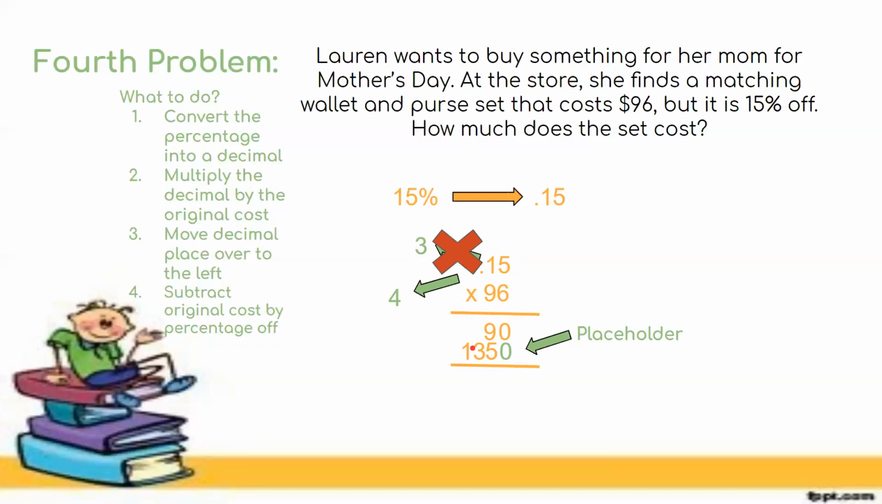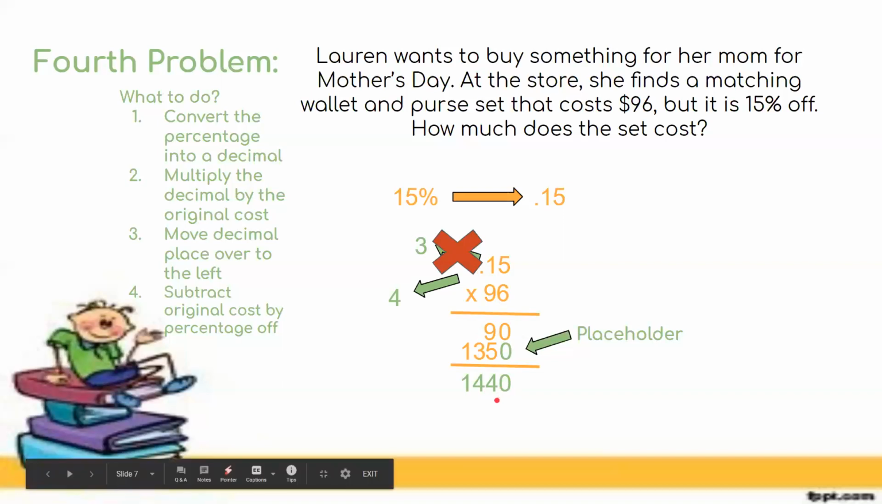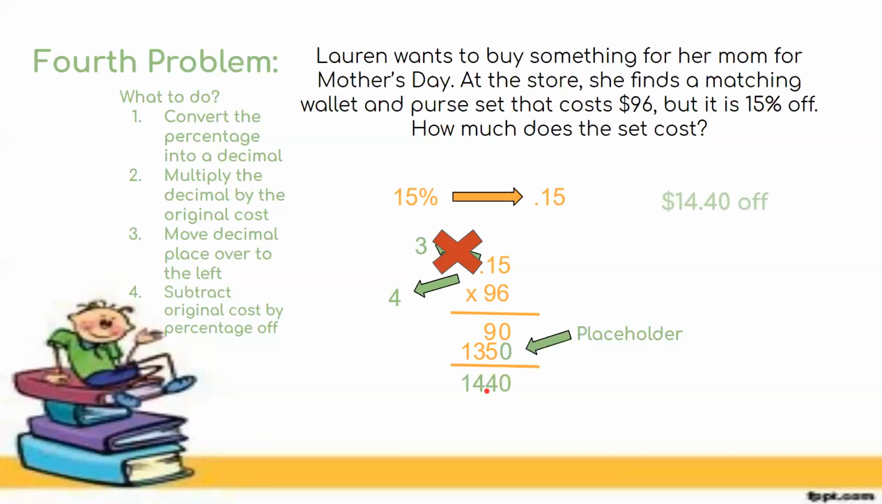And the next step is we have to add. Cannot forget that, very important. When we add, we will get 1,440. So let's bring that decimal place back down. Now, we just have this one decimal place, so I'm going to mention this. Sometimes it'll line up and you can just bring it straight down to that 14.40. But if you want to make sure, start at the end of the whole number and move it 2 places to the left. So you will get $14.40 off.